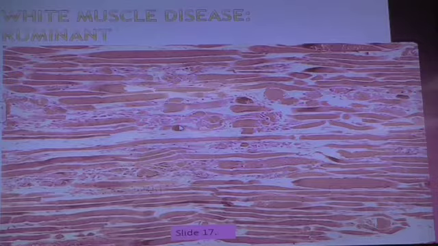What else did we say, if you can remember? We see fragmentation, so this would be a more normal kind of muscle. Here we have fragmentation, little breaks in the myofibers. So all of those things are seen with muscular necrosis and degeneration.